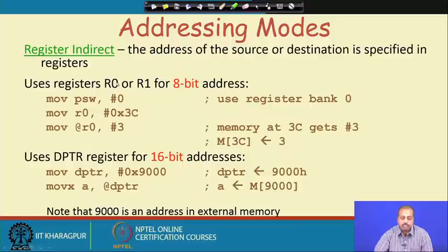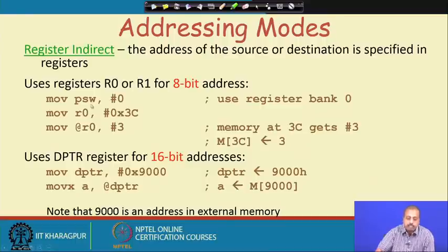So, only the registers R0 and R1 can be used for this purpose. You cannot use any other register, like you cannot have an instruction like move @R2 comma #3. That is not possible, only R0 and R1, and we have to be careful that R0 and R1 have been initialized with proper values.